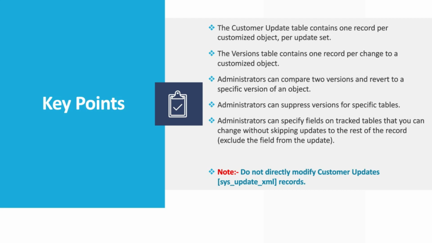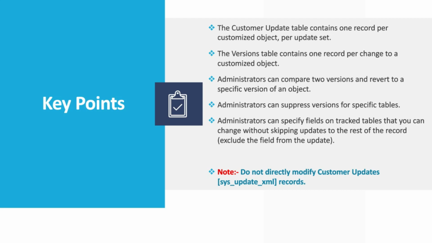Just an example: suppose you have modified your code today and you want to revert it back to the last version, like what it was previously. So we can revert back to the old updates, using version comparison.